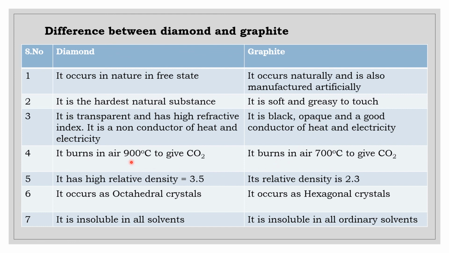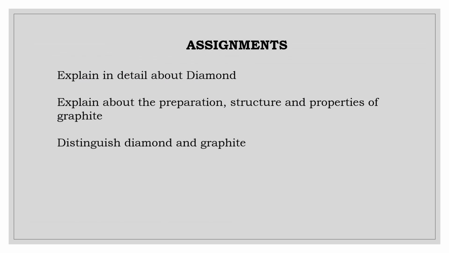At 900 degrees diamond gives carbon dioxide, whereas graphite gives carbon dioxide at 700 degrees. The relative density of diamond is 3.5, whereas that of graphite is 2.3. Diamond has an octahedral crystal structure, whereas graphite has a hexagonal crystal structure. Diamond is insoluble in all solvents, and graphite is insoluble in all ordinary solvents. Based on this, the assignment given is to write a note on diamond and graphite.